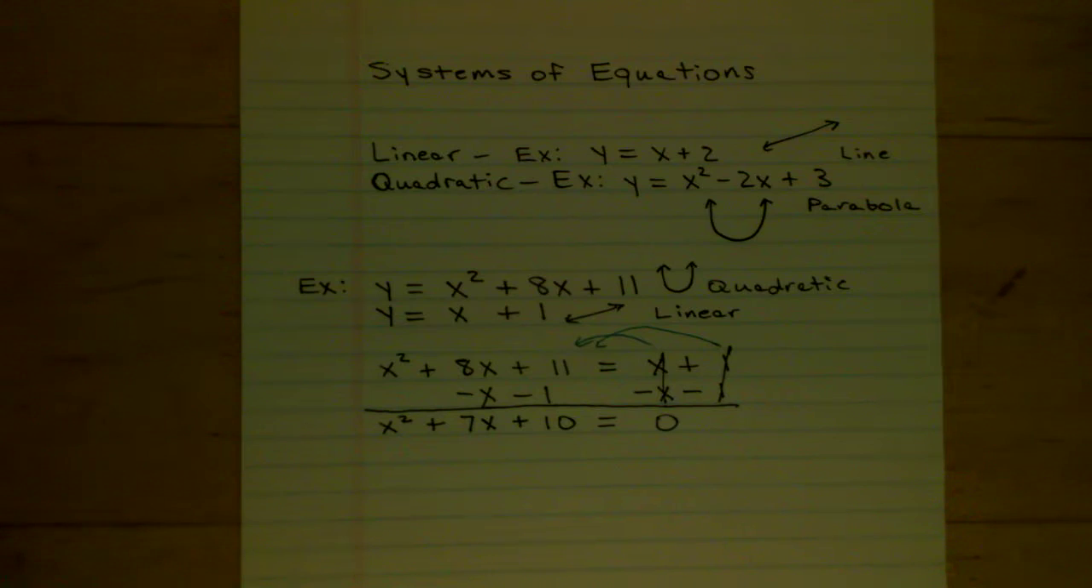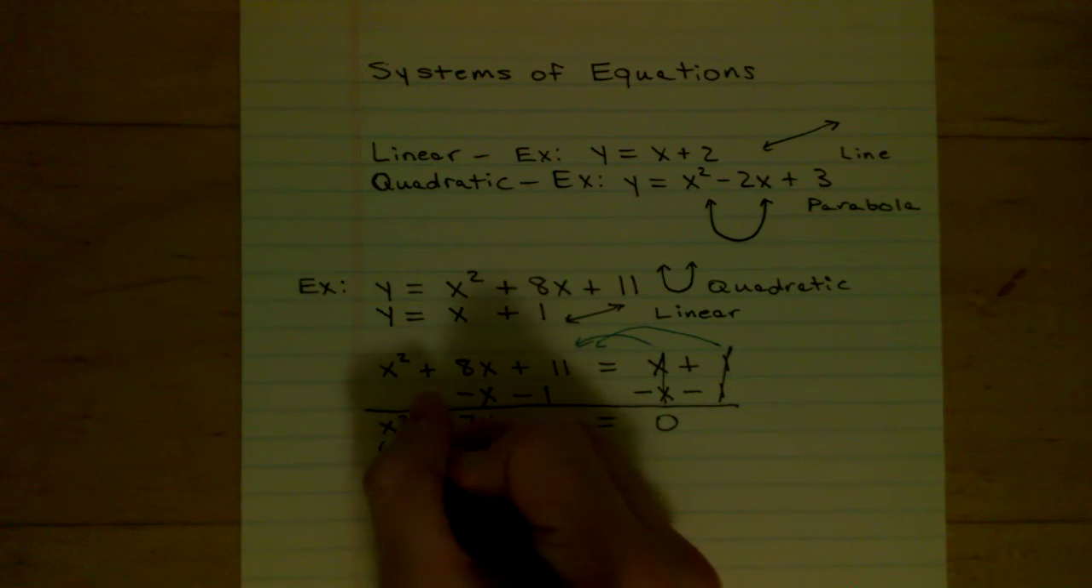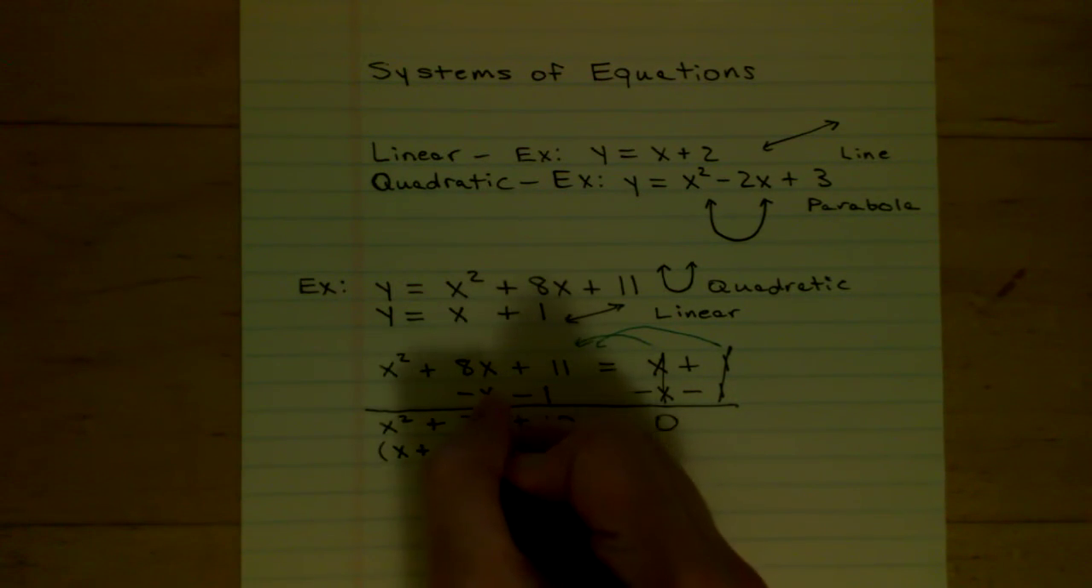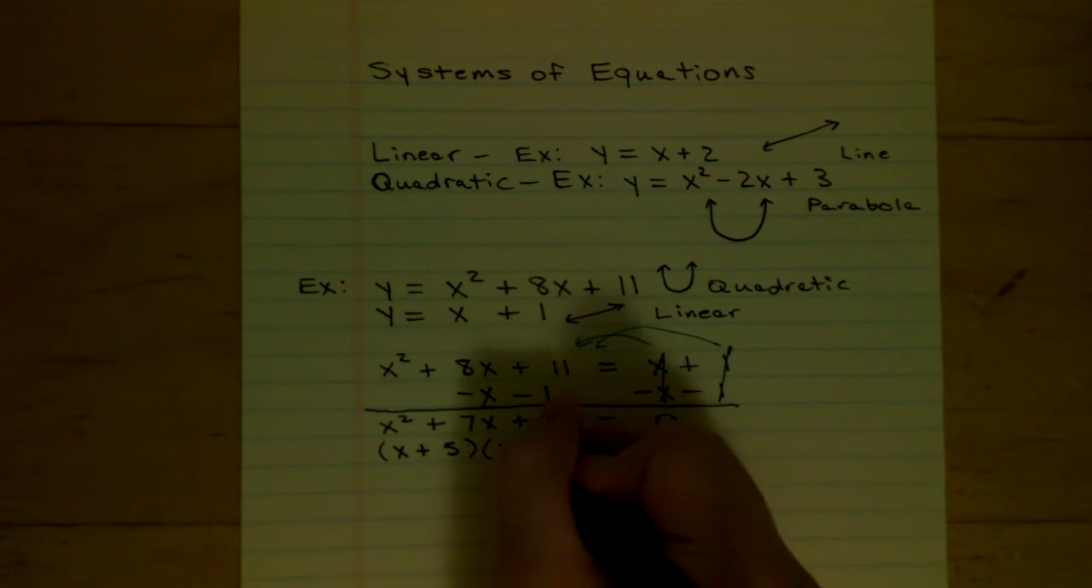And now I'm going to see if I can factor the left side. Well, to factor this, I would have to find two numbers that multiply to 10, but add up to 7. And I think that can be done by 5 and 2. So I'm going to factor this side as x plus 5 and x plus 2.